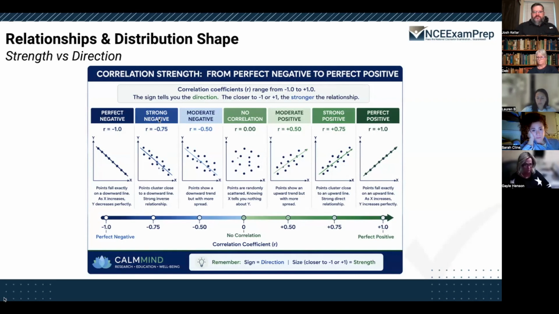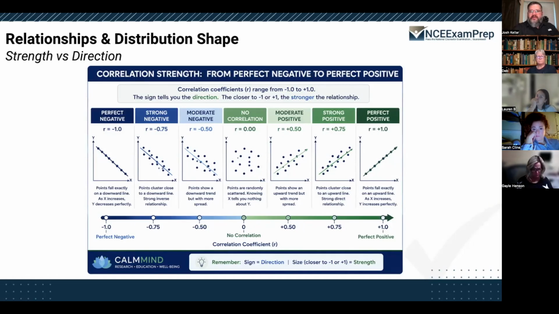A strong negative would be, for example, R equals -0.75. Our cluster line is still definitely trending downward, but sometimes it's going up and sometimes it's going down. Here with moderate, it becomes a little more spread out. And then we get to no correlation where there's no semblance of a line at all. And then we move in the opposite direction with moderate positive, strong positive, perfect positive. We can also have weak negative and weak positive. They just aren't included on this diagram.